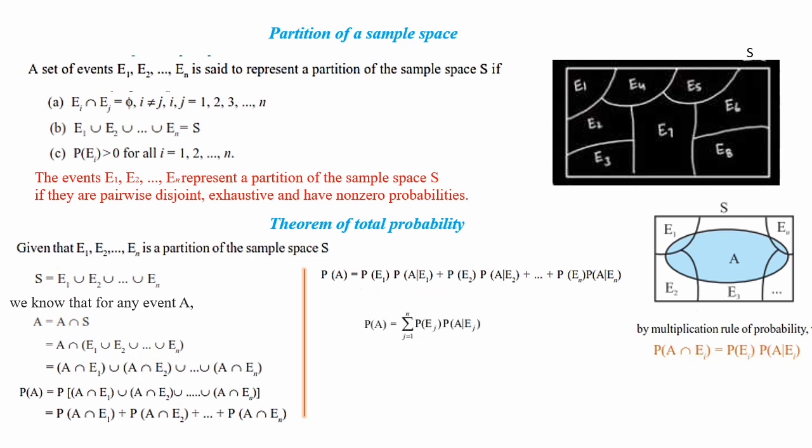In general we can say P of A is equal to sigma, sigma means summation, sum of P of Ej into P of A given Ej. I you cannot take here, because generally we have taken it as I, so you can use the letter J. P of A is equal to sigma j equal to 1 to n of P of Ej into P of A given Ej. This is the theorem of total probability.